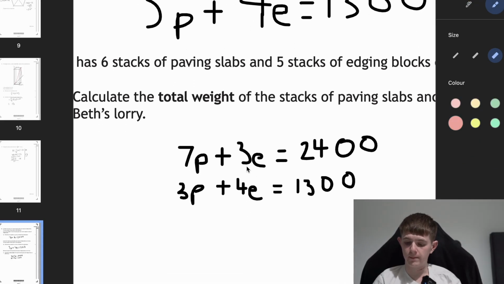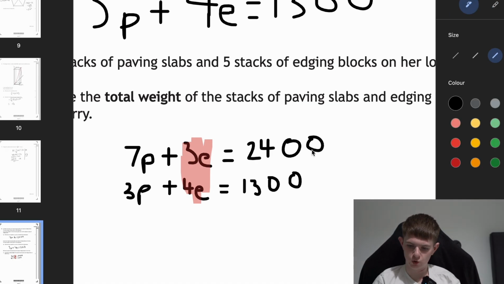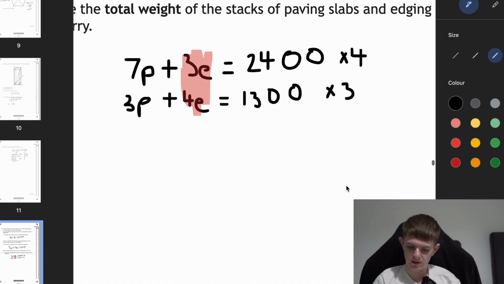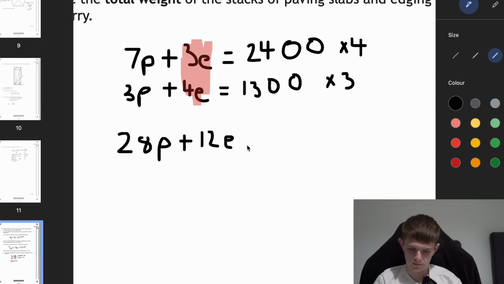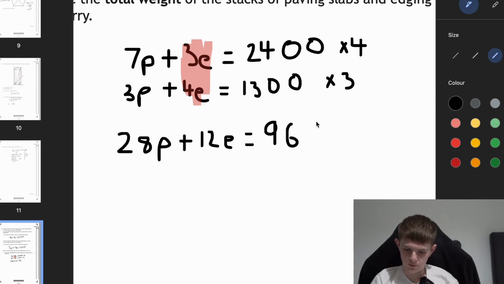I always do the middle numbers, so we're going to get these middle numbers to the same. So the lowest common multiple is 12. So 3 times 4, that'll get you 12. 4 times 3, that'll get you to 12. So we times everything by that. So 7 times 4 is 28p, add 12e. And then that equals 9,600.